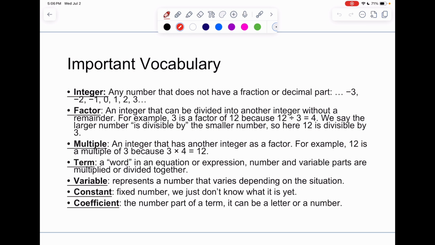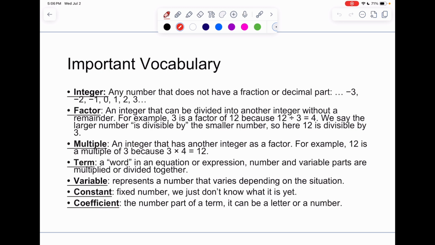A multiple is an integer that has another integer as a factor. So for example, 12 is a multiple of 3 because 3 is a factor of 12. So you can think factors go in, multiples come out. Some multiples of 5 would be 5, 10, 15, 20, 25, things like that.